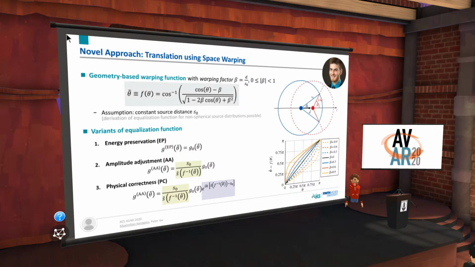So intuitively, we would say that energy preservation maybe is not that good, because if we approach a source, we assume that there's more energy in the signal. And the third flavor, besides the amplitude adjustment, also introduces a phase term to correct for the phase, because the first 2 variants don't care about the phase. So now we have 3 equalization functions, and in our evaluation you will see how we will have some problems with the physically correct variant.